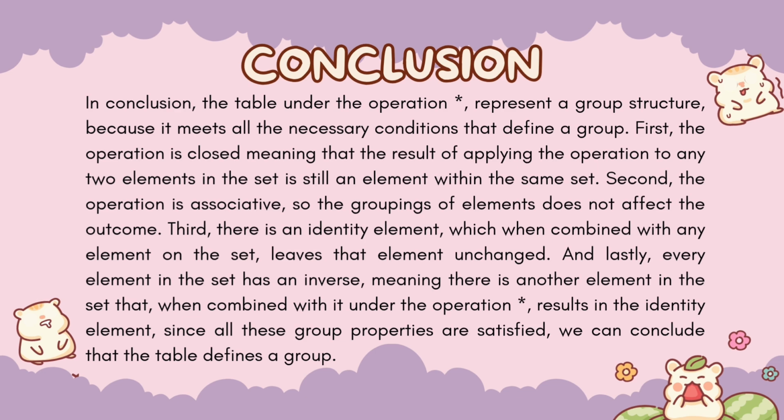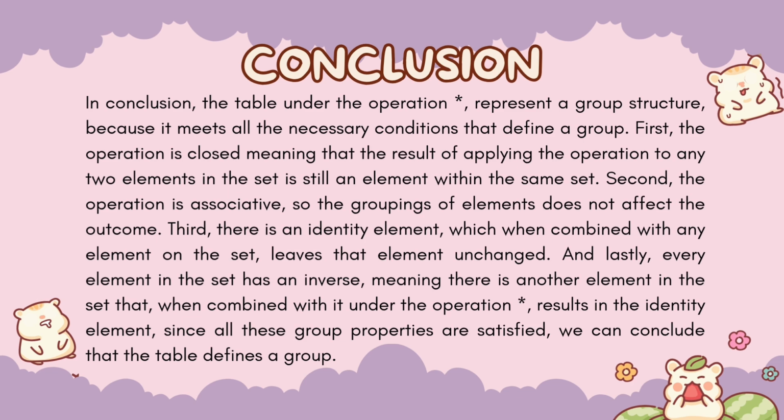And to conclude, the table under the operation star represents a group structure because it meets all the necessary conditions that define a group. First, the operation is closed, meaning the result of applying the operation to any two elements in the set is still an element within the same set. Second, the operation is associative, so the grouping of elements does not affect the outcome.